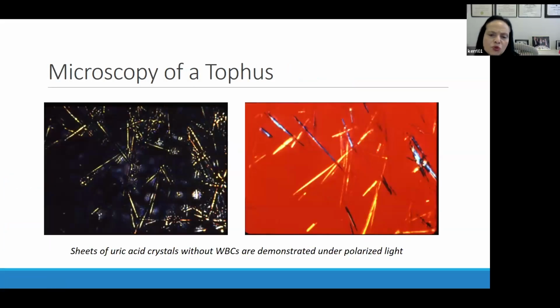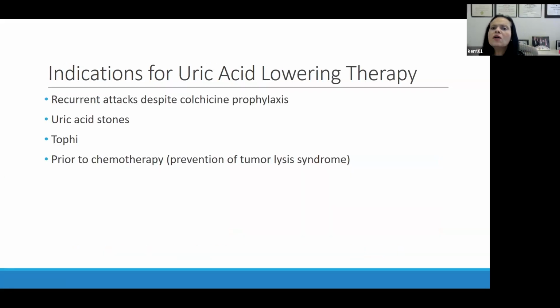And here it is. It's the most beautiful crystallography. If you just make the background black, you see crystals in all directions. If you put on the polarizer, those that are parallel will lose color and be yellow or white. Those that are perpendicular have the blue-purple color, the definition again of negative birefringence. So what are the indications for uric acid lowering therapy?